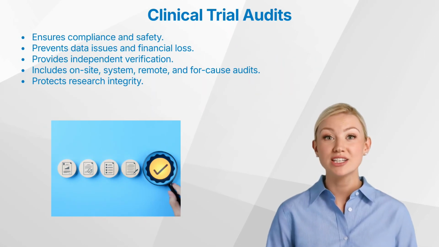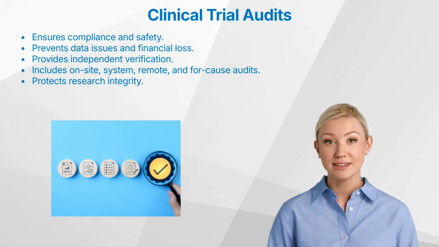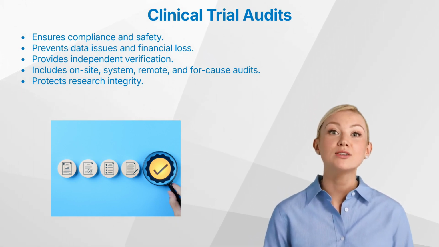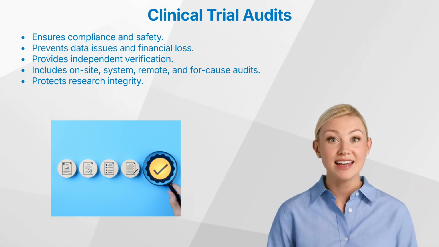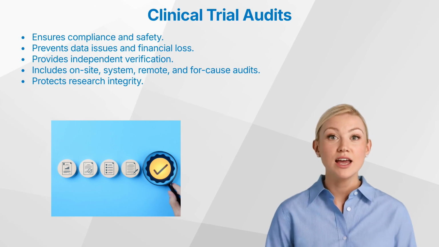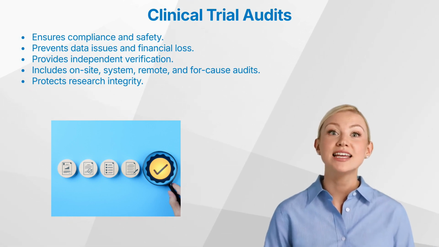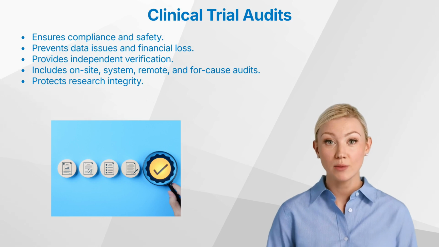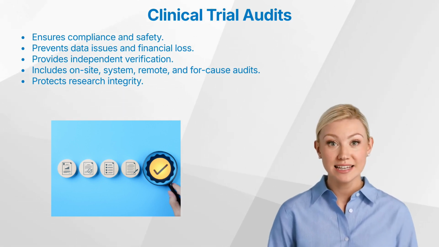Why are audits crucial in clinical trials? Audits serve as a crucial quality assurance mechanism. Their primary functions include ensuring compliance, protecting participants' rights and safety, confirming data integrity, identifying and correcting procedural errors, and preparing for regulatory inspections. These functions make audits an essential part of any clinical trial process, helping to safeguard both data integrity and participant safety.